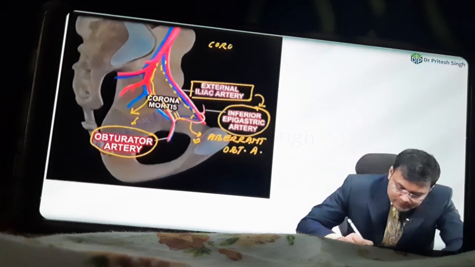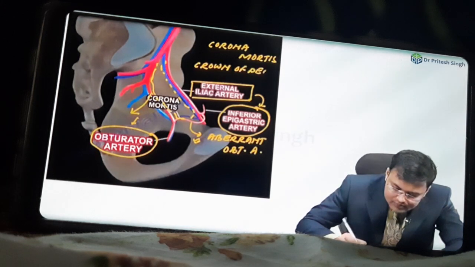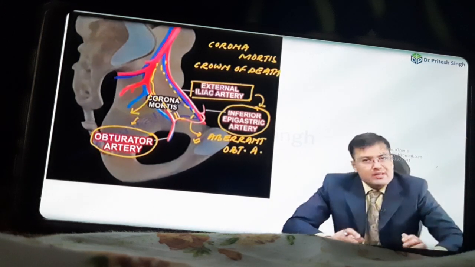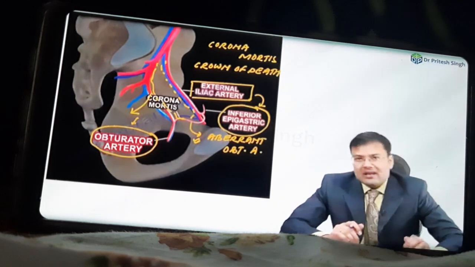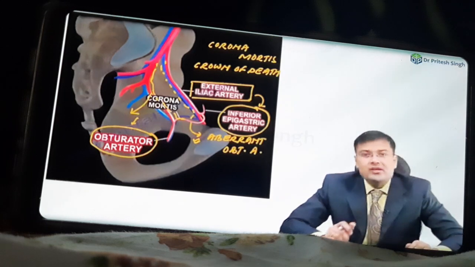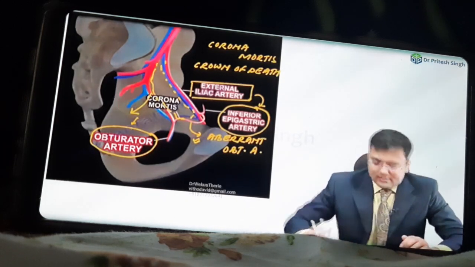So this is corona mortis, also known as crown of death. Here, important structure is aberrant obturator artery, which arises from inferior epigastric artery, attaches to obturator artery, arches over ligament of Cooper, injured during mesh fixation, leading to bleeding and death. These are three landmarks which are asked almost every year.